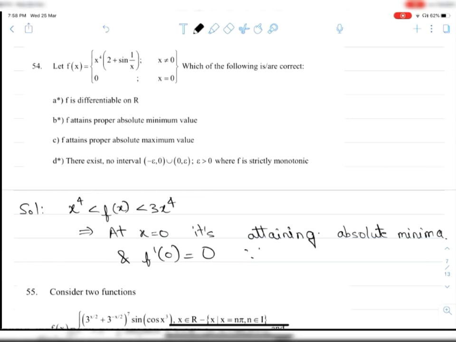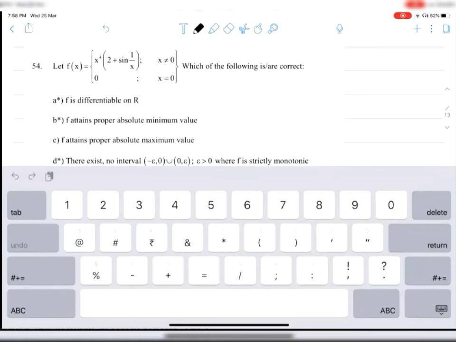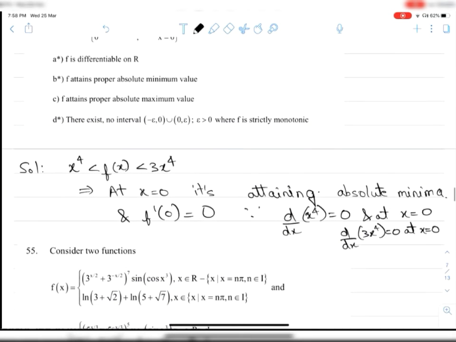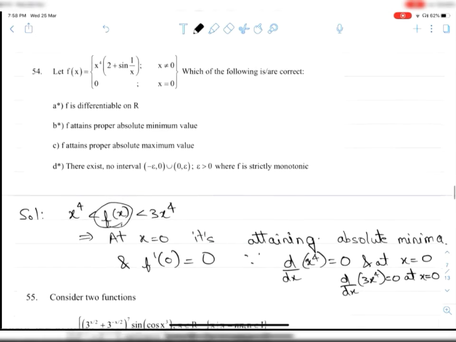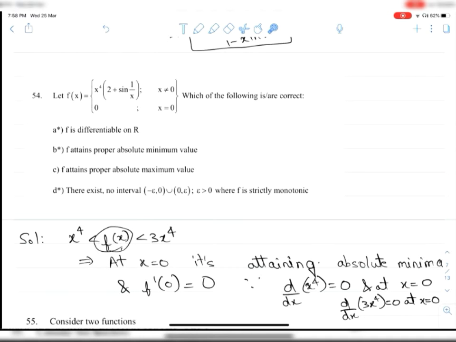Derivative of 3x power 4 is equal to 0 at x equal to 0, and dy by dx of x power 4 is also equal to 0. And we know it is differentiable; you can do it using first principle. Because it is differentiable at 0, the derivative of f of x will also be 0. And at 0, it attains absolute minimum. F attains proper absolute minimum value at x equal to 0.